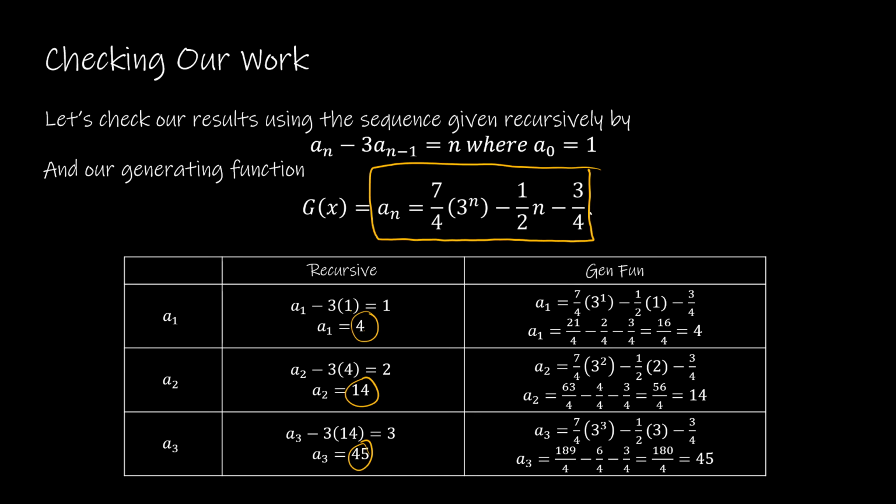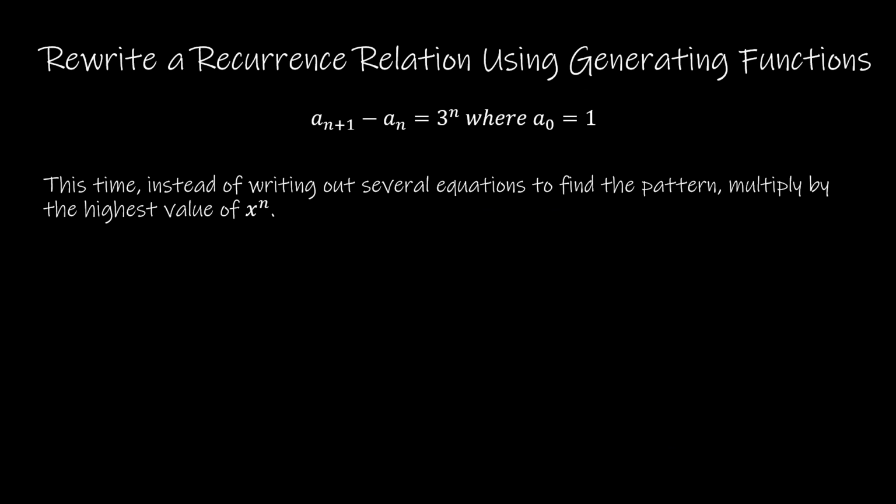So let's check those using our generating function. Again, this is my generating function. I'm plugging in 1. 1 gives me the solution of 4. Plugging in 2 gives me the solution of 14. Plugging in 3 gives me the solution of 45. We, in fact, are geniuses and have found the explicit function.